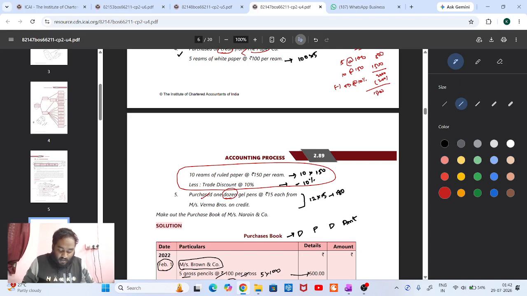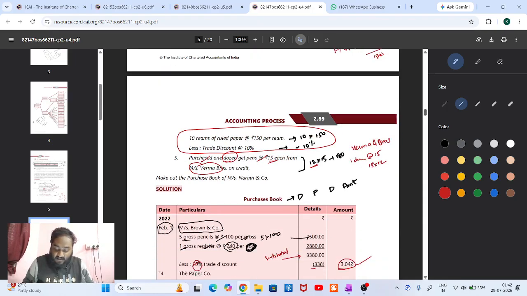Purchased 1 dozen of gel pens at the rate of 15 rupees from Mr. Verma. So what do you say? First write the name, Verma and Bros. One dozen at the rate of 15 per pen. So 15 into 12. Remember, dozen means 12.